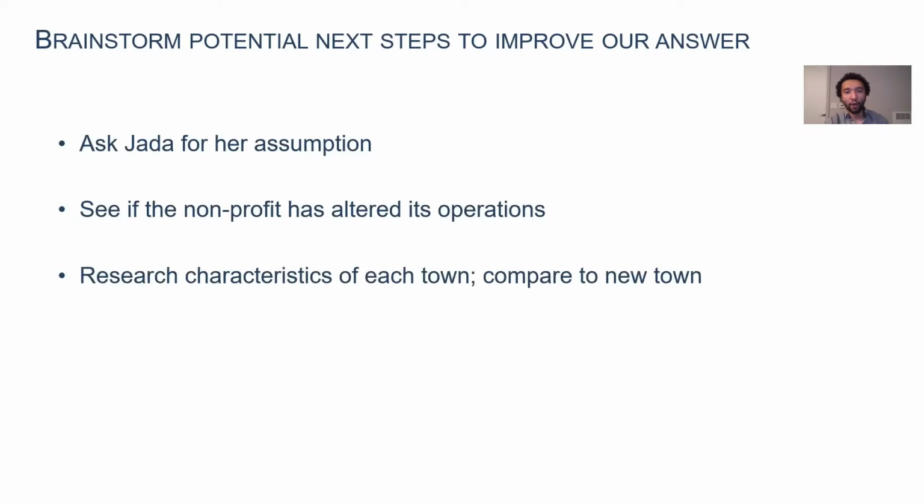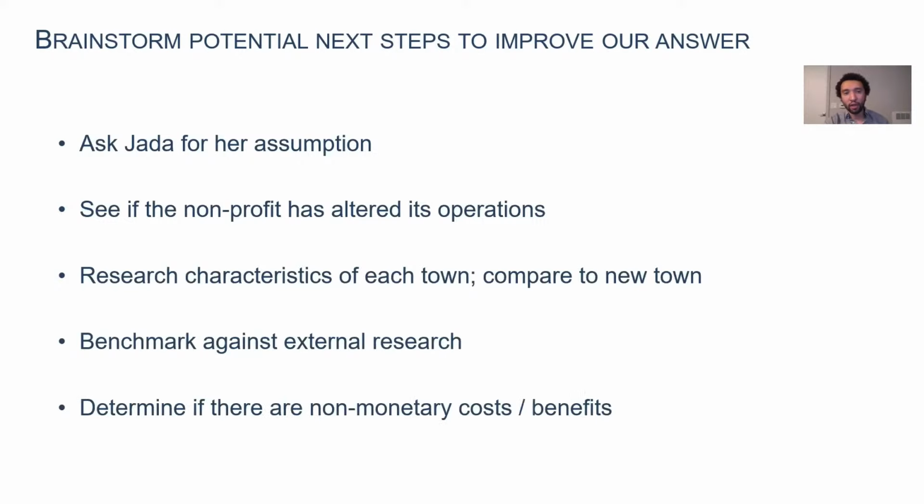You could look at the characteristics of each of the 3 towns to determine whether there are differences that could explain the differences in income, and see if perhaps one of those towns is particularly similar to the new town where Jada would be expanding. You could see if there's external research from other programs, perhaps ones in other cities or countries from different nonprofits that could indicate what standard income gains from seasonal migration are. And you could determine if there are non-monetary costs or benefits to moving for 6 months a year. All right, now that we have both an interim conclusion and potential next steps, we'll pause with our example.